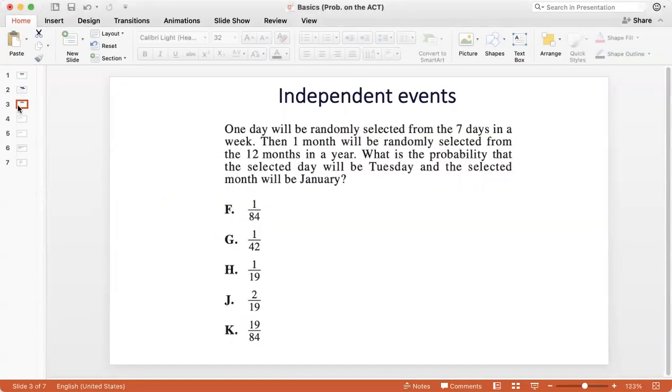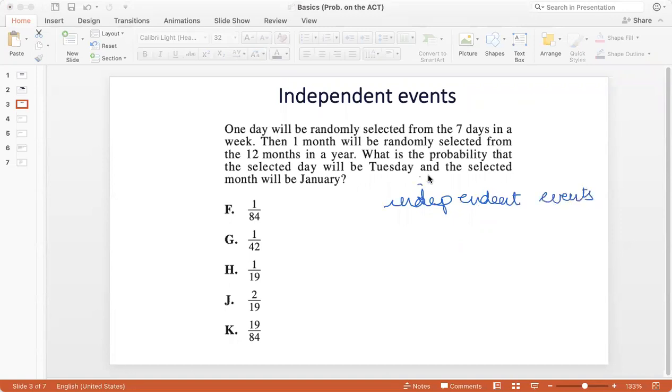Okay, let us now look at independent events. For example, one day will be randomly selected from the 7 days in a week, and 1 month will be randomly selected from the 12 months in a year. What is the probability that the selected day will be a Tuesday and the selected month will be January? So selecting a Tuesday from 7 days, and selecting January from 12 months, these are independent events because one does not affect the other, right?